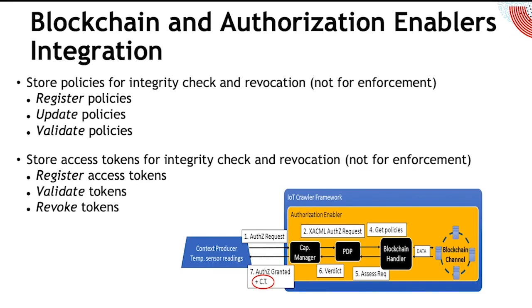The last slide of the security section deals with the integration of both the authorization enabler we have redefined and the blockchain technology. So far, we have integrated both of them so that we are able to check if the policy file has been tampered with. Additionally, we take advantage of the blockchain technology not only to check if the used capability token is valid or revoked, but also to track every use of it.